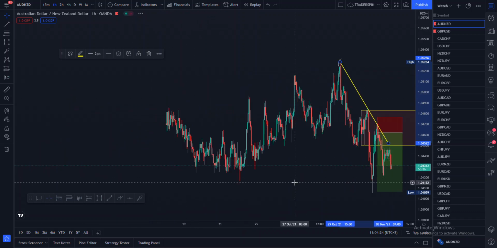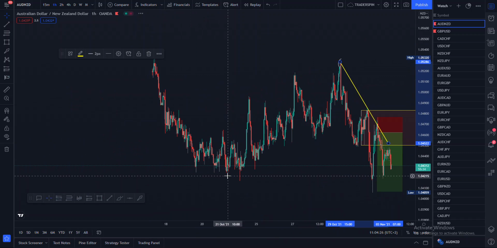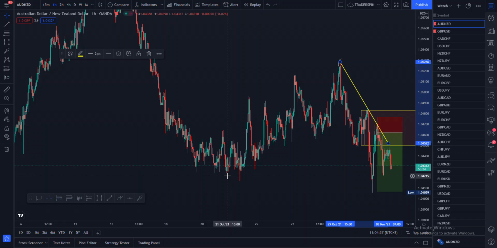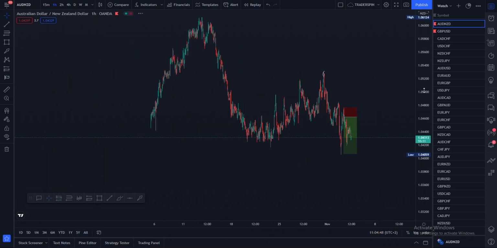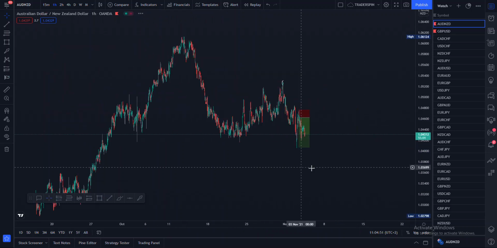So let us continue looking at the market structure, because there is something that is super important for you to actually note. Okay, right, so let us proceed.